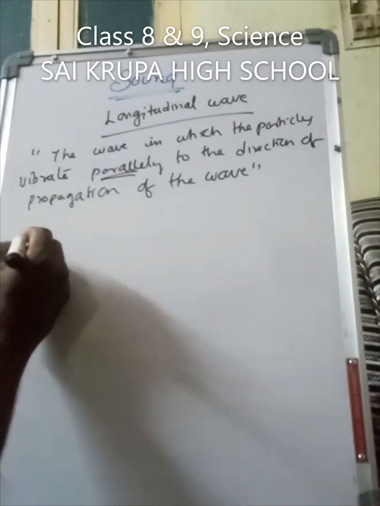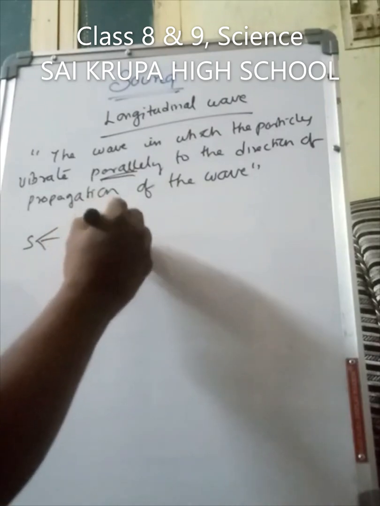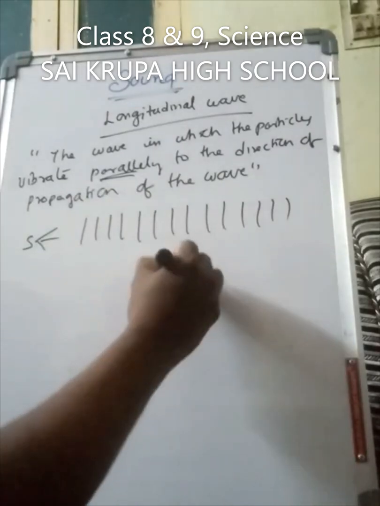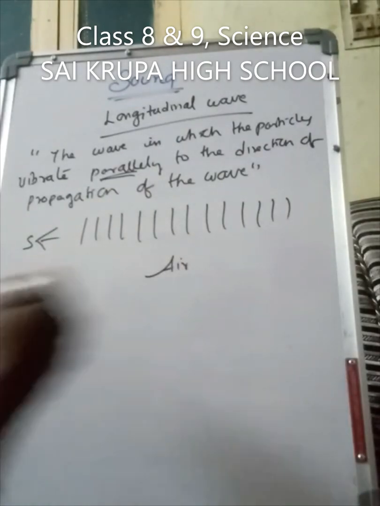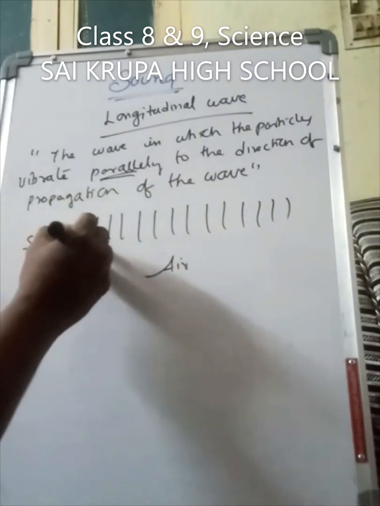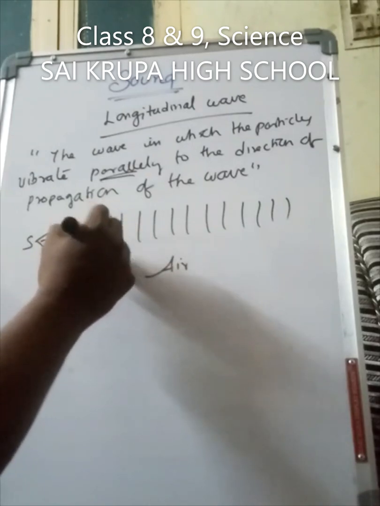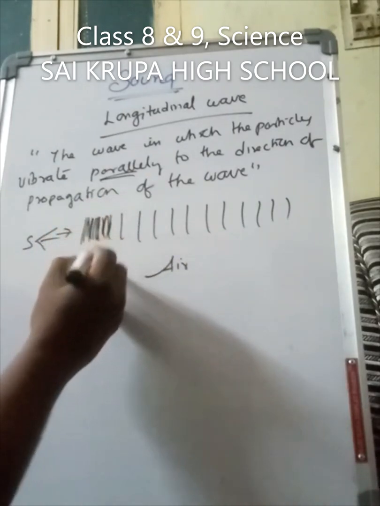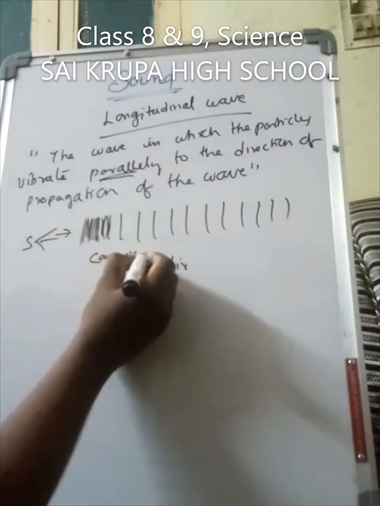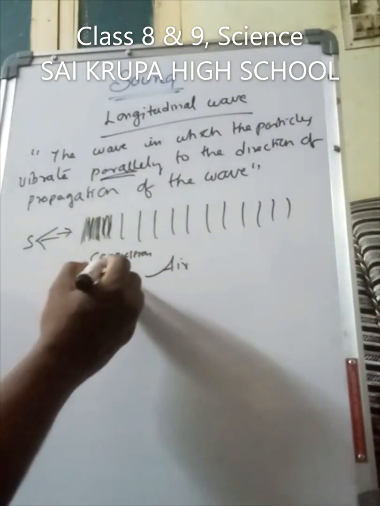So for example, this is a source and these are all the particles of the air. This is air, this is a medium. These are all the particles of the medium. Now when sound propagates here, it pushes the front molecules, so they become very close. If someone pushes us, we fall very close. So a compression is formed there. All the particles will come closer. Such an area is called compression.